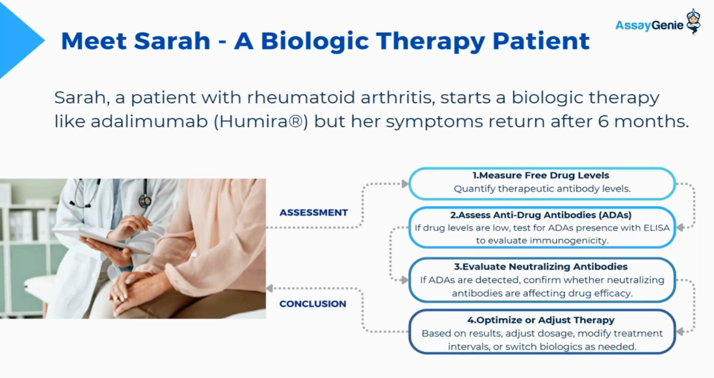This is how the workflow in Sarah's assessment would begin. It would initially start with measuring the free drug levels, where her doctor will quantify the therapeutic antibody levels. Next, they would assess the anti-drug antibodies: if drug levels are low, they would then test for the presence of anti-drug antibodies with ELISAs to evaluate the immunogenicity. Next, they would evaluate the neutralizing antibodies: if anti-drug antibodies are detected, this would confirm whether neutralizing antibodies are impacting the drug efficacy. Finally, their doctor would then optimize or adjust their therapy, and based on the results, they would adjust the dosage, modify treatment intervals, or switch biologics as needed.